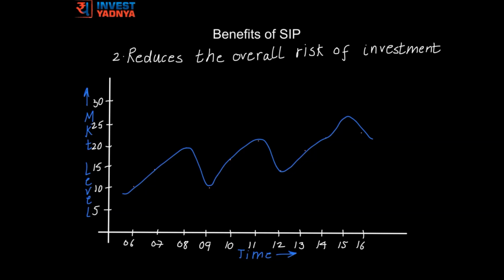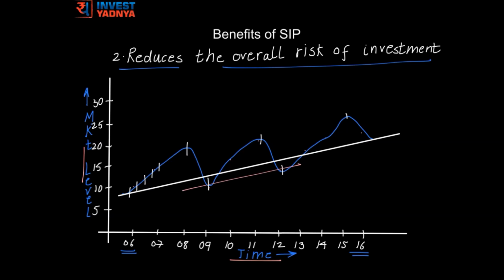The next benefit of SIP is it reduces the overall risk of investment. What you see in front of you is how Sensex has moved from 2006 to 2016. The horizontal axis shows the time and the vertical axis shows the market level in multiple of 1000. So if somebody had an SIP from 2006 to 16, he would have invested at each stage of the market, that is in the highs and in the lows of the market. And the end result would have been steady capital appreciation. This is how SIP reduces the overall risk of investment.